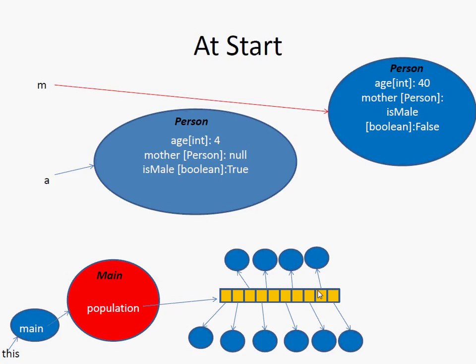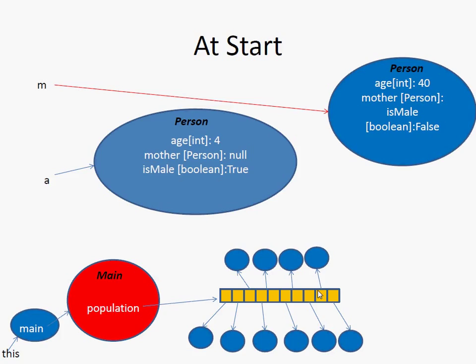His mother is not known right now, and he's male. Okay. And M is referring to a different person, someone who's 40 years old, and has no recorded mother, and is male is false here.